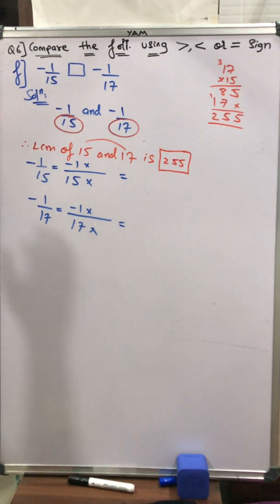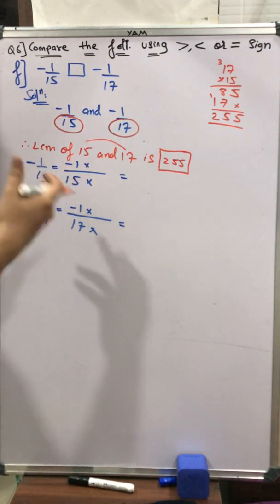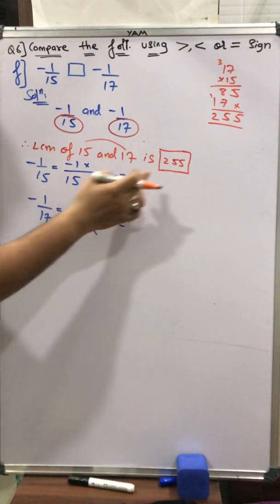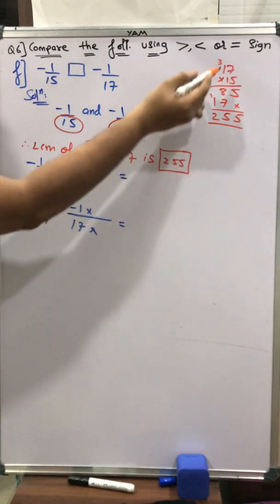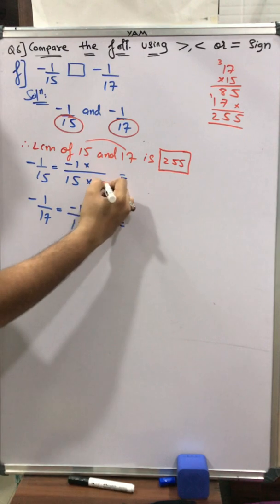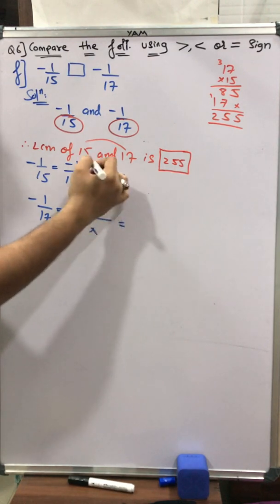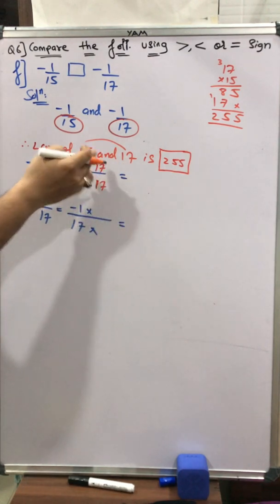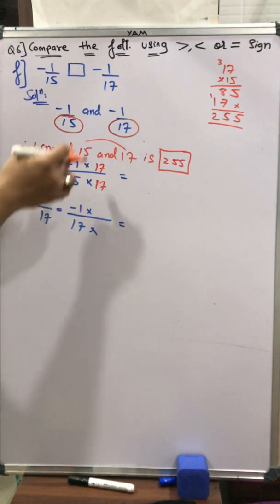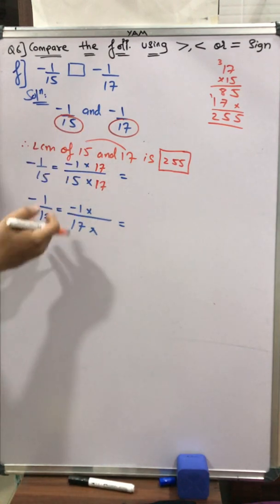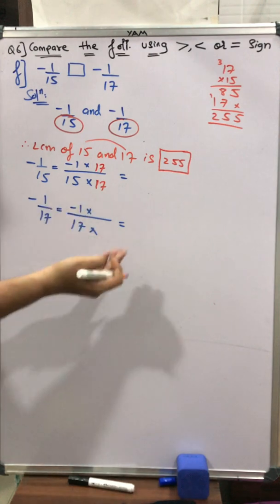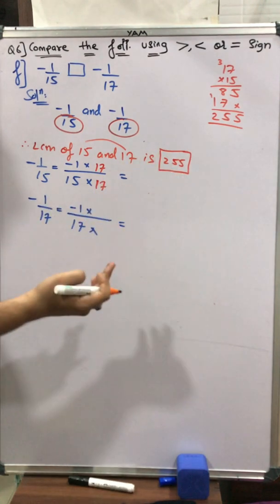Now see, no rocket science in this. What will I multiply with 15 to get 255? It's very obvious, 17. So here comes 17. If I multiply 17 in the denominator, 17 should be multiplied in the numerator also, because we always multiply with the same numbers. Next, what should be multiplied with 17 to get 255?